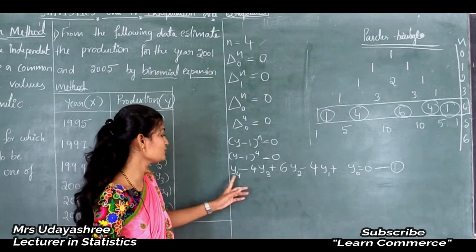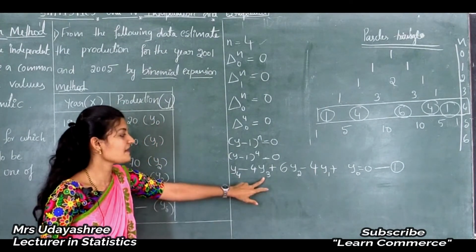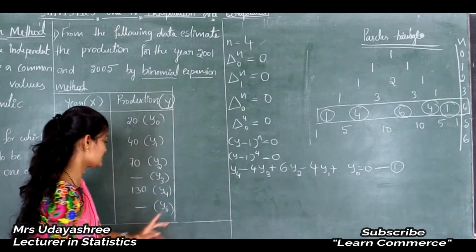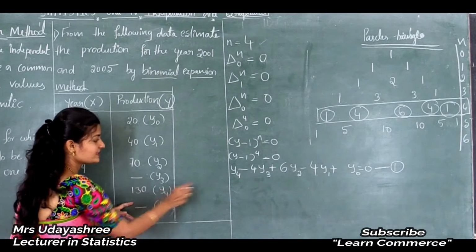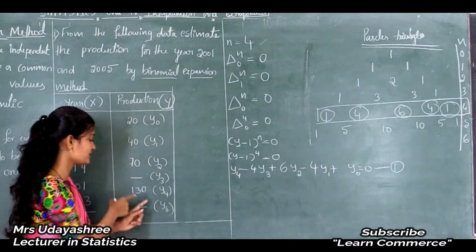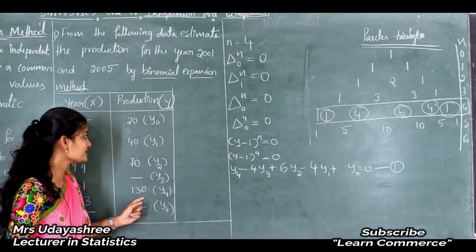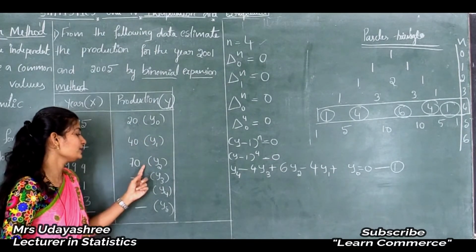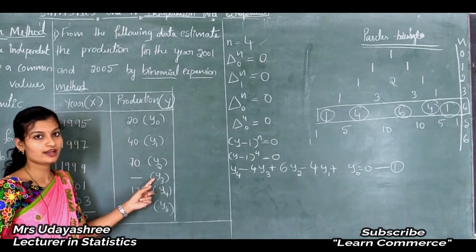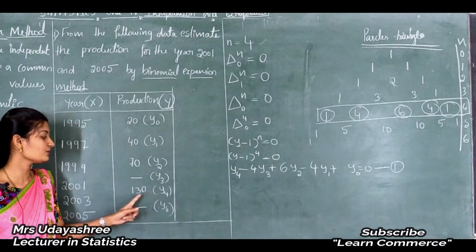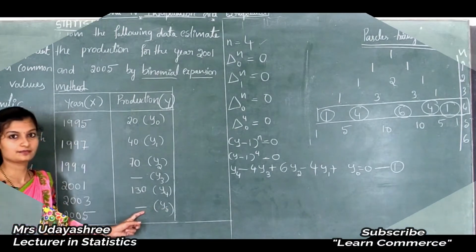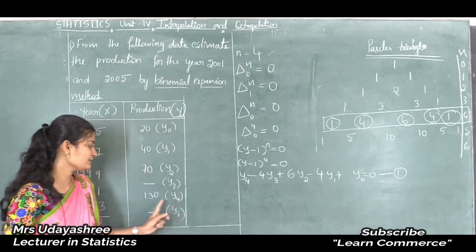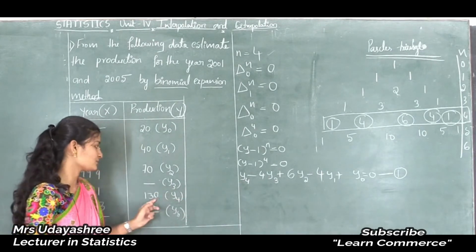Next, now I will substitute what is y4, y3, y2, y1 and y0. See here, the y4 observation is here. As I said earlier, y0 is equal to 20, y1 is equal to 40, y2 is equal to 70, y3 is missing, y4 is equal to 130 and y5 is missing. Okay, now in the place of y4, what is y4 here? Y4 is 130. So in the place of y4 I will substitute 130.